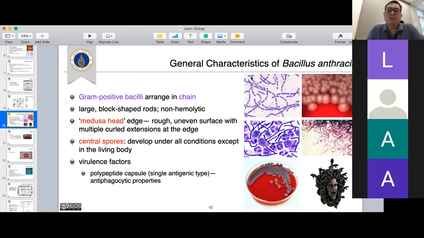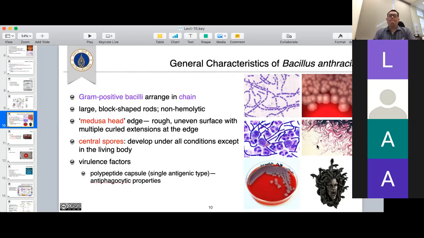Okay. On blood agar, anthracis cannot hemolyze blood. But if you observe under the microscope the edge of the colony, you probably see a lot of filaments like this. We call this pattern medusa head. This is the regular pattern of Bacillus anthracis. Okay, central spore and medusa head are the key for this bacillus.